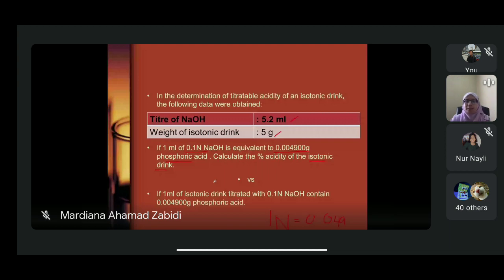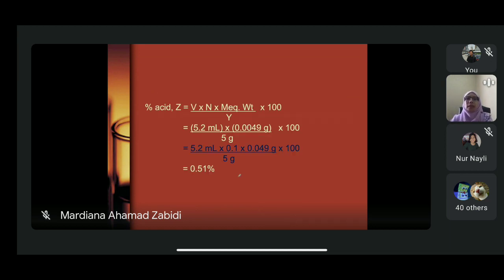Basically, you need to calculate the percentage of acidity. So, it carry the same meaning, right? As long as dia dah mention dekat sini 0.1 normal NaOH. Kalau dia tak mention 0.1 normal, then you nampak value dia hanya ada 0.049, meaning that one is meant for 1 normal. Okay, so the same thing goes.